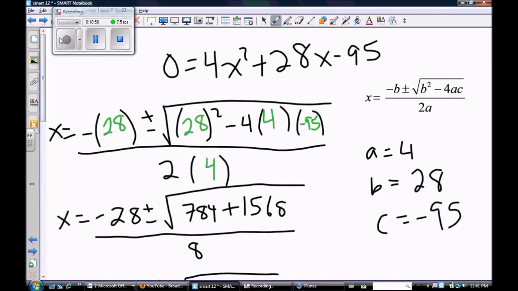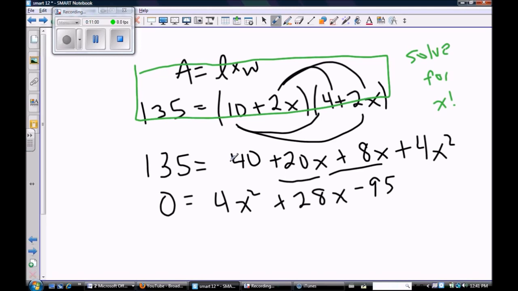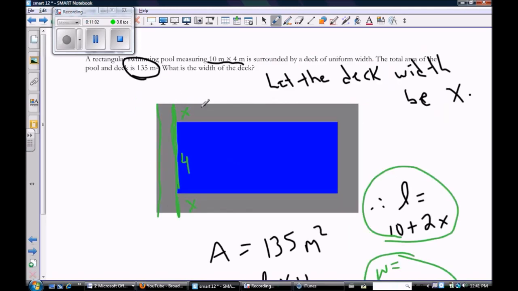Just make sure that you know how to set up these equations. It's a pretty classic question to talk about something that has a uniform width like this. So don't forget, the key is to choose your variable properly and set up your equation right.